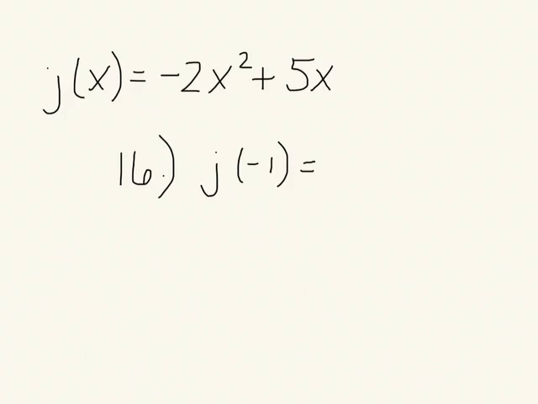For number 16, you're asked for j of -1. So instead of looking at h, we're going to look at the j function. The j of x function is -2x squared plus 5x. So now instead of using x's, we're going to use -1 as our x value. We're going to plug that in and find what y is when x is -1.